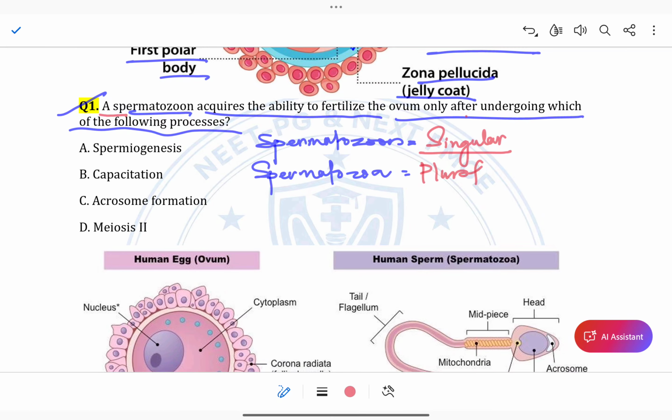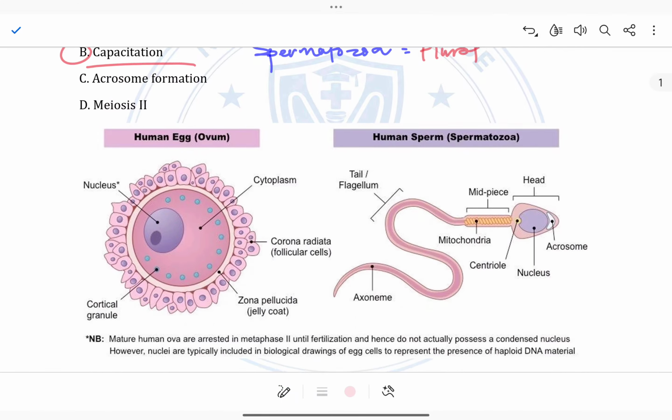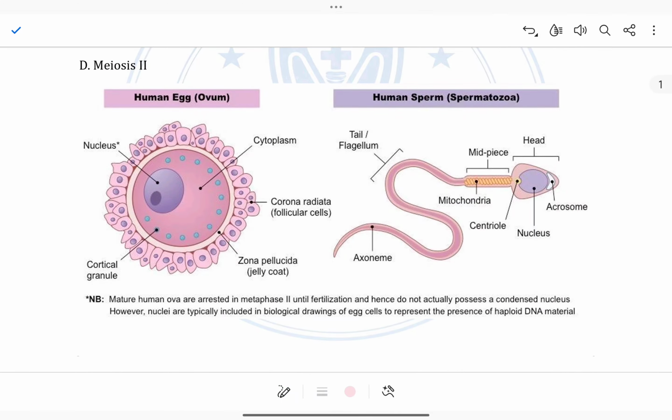A spermatozoon acquires the ability to fertilize the ovum only after undergoing which of the following processes? So what is the answer? The answer is capacitation. First of all, I will let you know a few important key points, then you can understand more clearly.